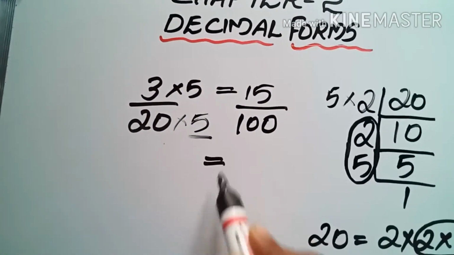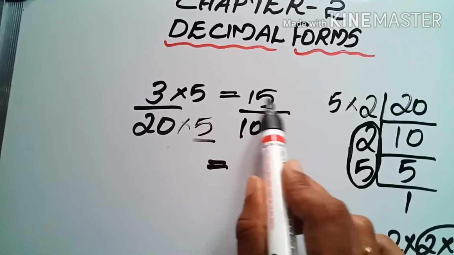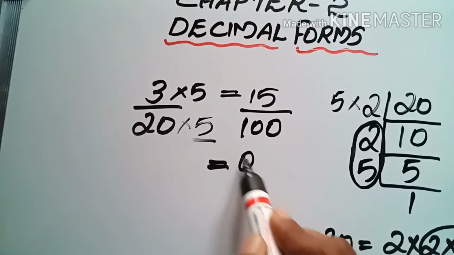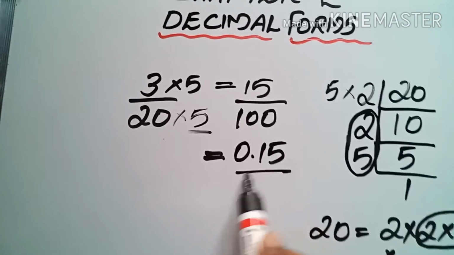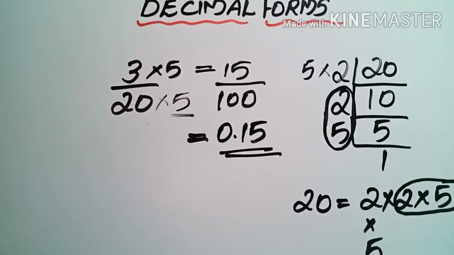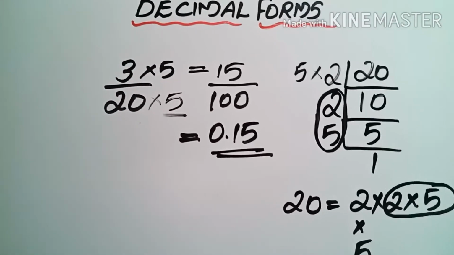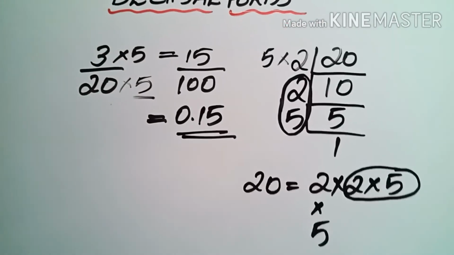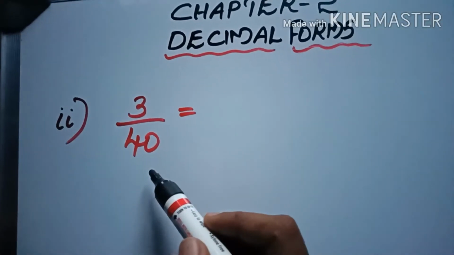So the decimal form will be what? 2 zeros, that means 2 numbers we need to consider. So 0.15 is the decimal form. Okay, by doing the next questions it will be clear for you. The next sub question is 3 by 40.